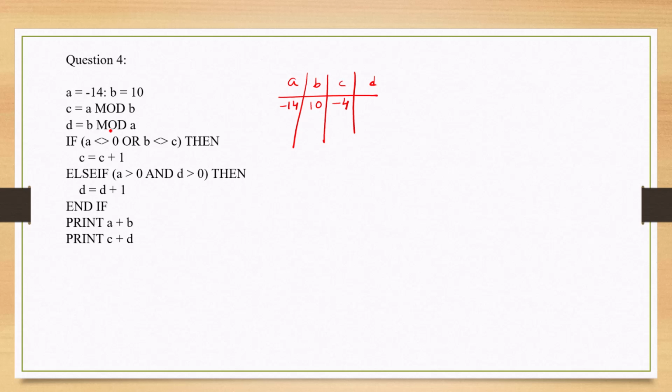C's value minus 4. Then we have B mod A, means 10 mod minus 14. 10 mod minus 14 will be 10. So D's value will be 10. Now we have if, else if and if, right?